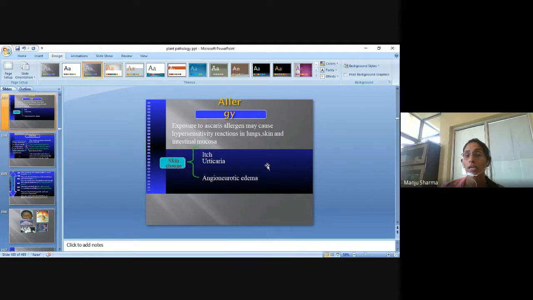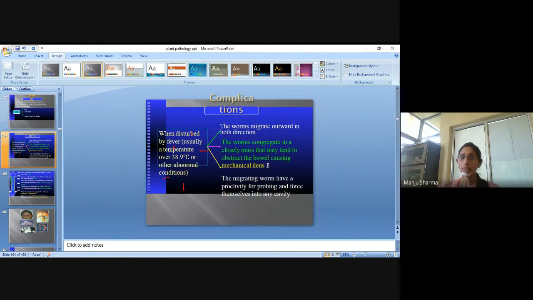Exposure to Ascaris allergen may cause a hypersensitivity reaction in the lungs, skin and intestinal mucosa. The skin changes are like urticaria and angioneurotic edema. Then complications, when disturbed by fever, usually a temperature.